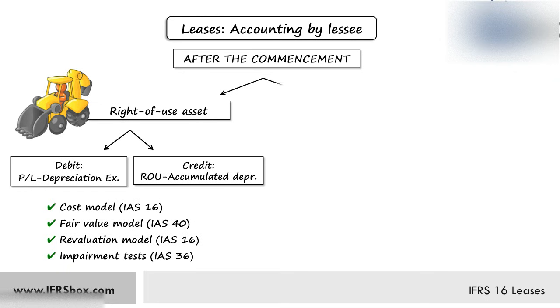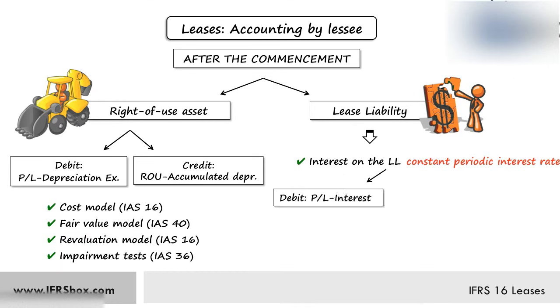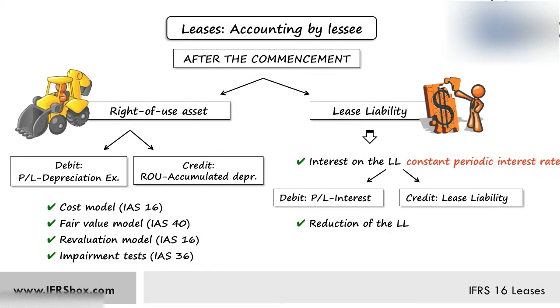With regard to lease liability, a lessee needs to account for interest on the lease liability using the constant periodic interest rate. So you debit profit or loss interest and credit lease liability, plus lessee needs to reduce the lease liability by the payments made.